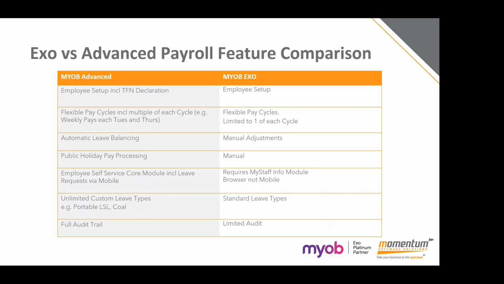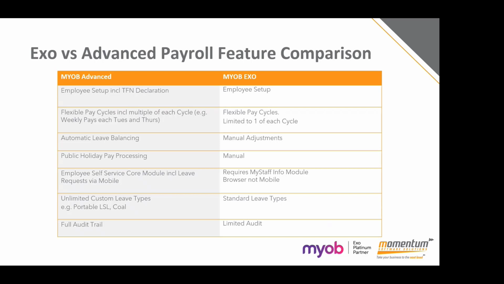Leave balancing is automatic, very handy. When you adjust the leave, the value in the payroll, it'll actually go and adjust the provision on the balance sheet in the GL for you. Whereas in Exo, that was all very manual. So leave adjustment going back to the financial side of the balance sheet is automatic, wonderful. We've also got public holiday processing. The system can upload all the public holidays automatically into the pay cycles, whereas in Exo, there was a manual process.